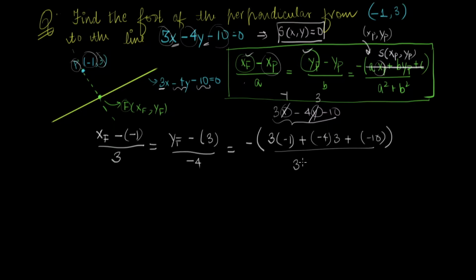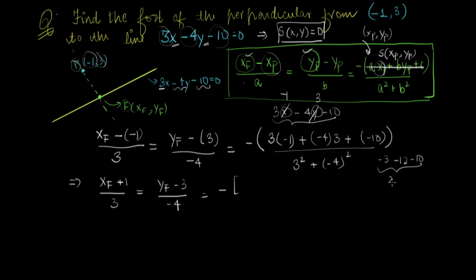So the first term is a squared, which is 3 squared, plus (-4) squared, that's the coefficient of y. Solving this a bit more, we get (x_f + 1)/3 = (y_f - 3)/(-4) = -(evaluate this as -3, -12, and -10). So that makes (-3) - (-12) - (-10), so that's -3 - (-12) - 10.